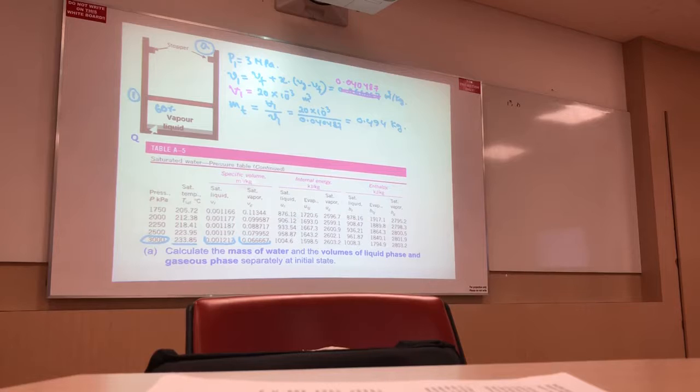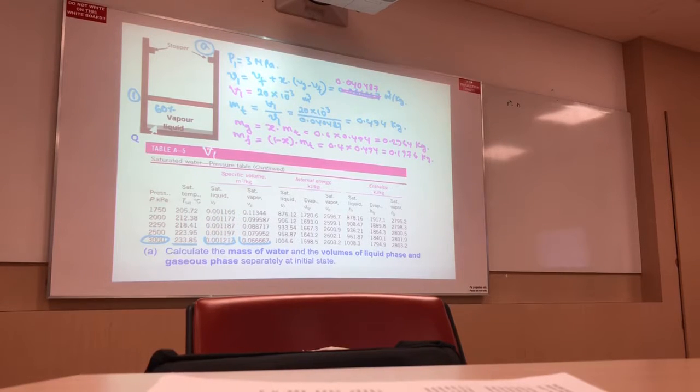Okay, so now they tell you to find the mass of liquid and mass of gas. Then how to do? I know the quality, right? Then I can say mass of gaseous phase is quality times total mass. The quality is 0.6, times 0.494, then I get 0.2964 kilogram, and mass of liquid is (1 minus x) times mt. That means 0.4 times 0.494. I get here 0.1976 kilograms.